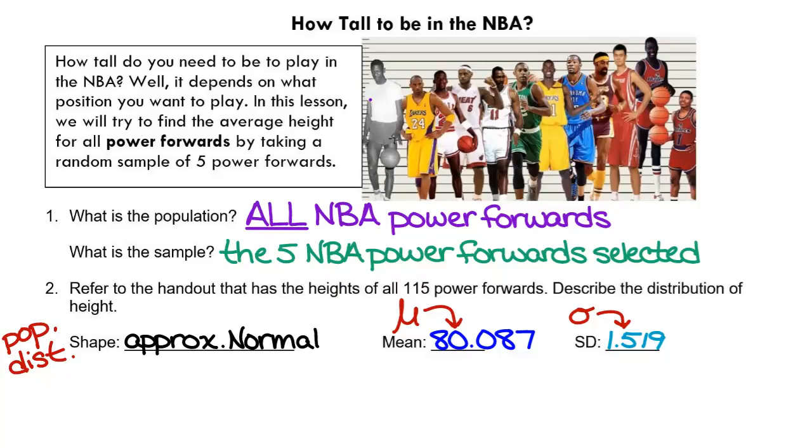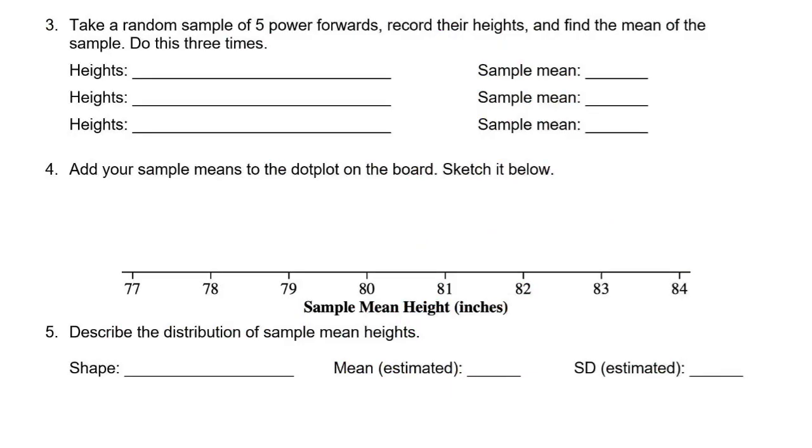What we're going to do right at the beginning of class tomorrow is you guys are going to select your random samples. You're going to do this 3 times total. So I'm going to show you the next page, but this is where we're going to start class. You're going to use a graphing calculator to select a random sample of 5 random numbers between 1 and what? 115, because there were 115 power forwards on the list.